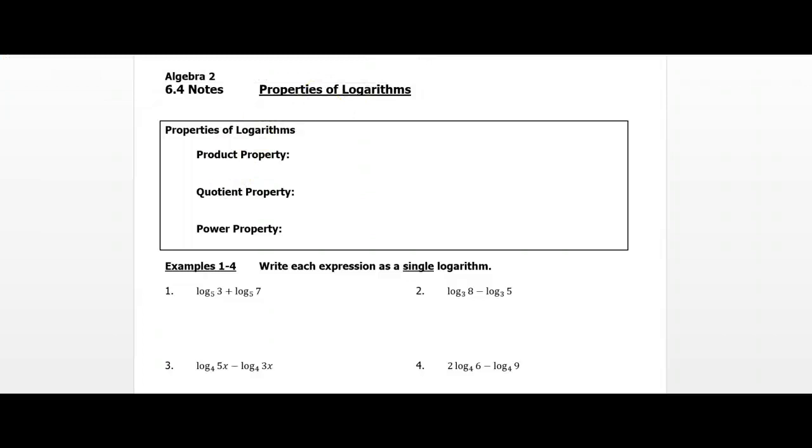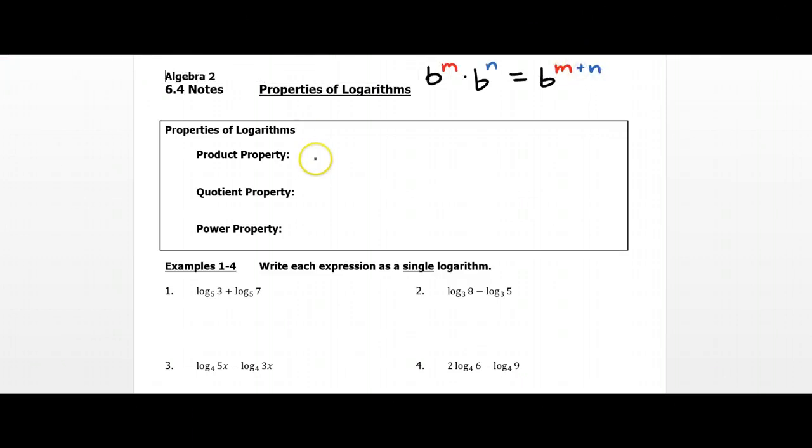The first property we'll talk about is the product property of logs, and so I want you to think back to your product property of exponents. So think back to if I have something like this, let's say b to the m power times b to the n power. If you take the product of two powers that have the same base, you keep that base and then you add the exponent. So that would be b to the m plus n power.